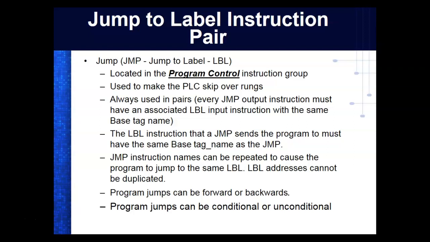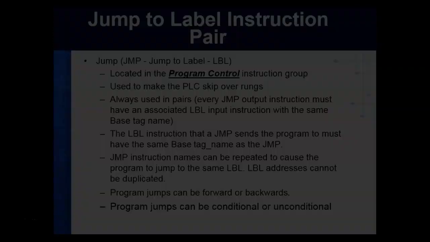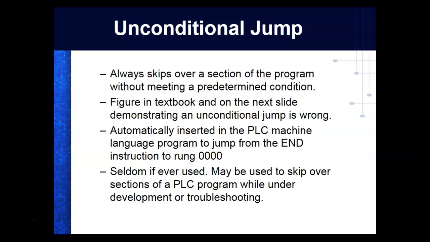Program jumps can be forward or backwards. Program jumps can be conditional or unconditional. Unconditional always skips over a section of the program without meeting a predetermined condition. So we might even use this for troubleshooting. If I've got a section of my program that I'm having problems with, and I just want it to not scan the other rungs, I just want it to scan these rungs, then we could just jump backwards until we figure out what's going on. So we use these for troubleshooting. We insert them, we take them out. We can set up a switch to cause a section to run and not run.